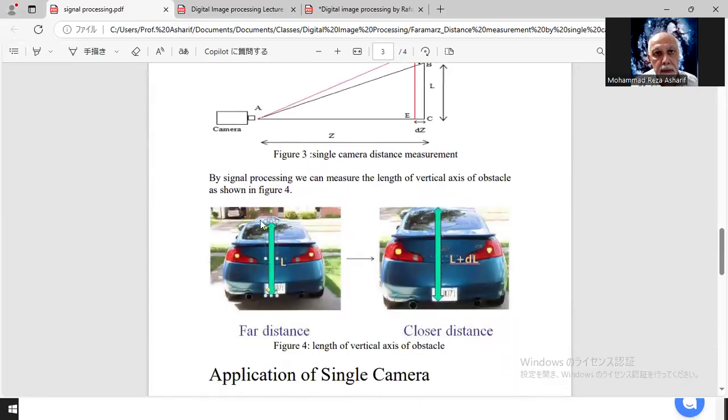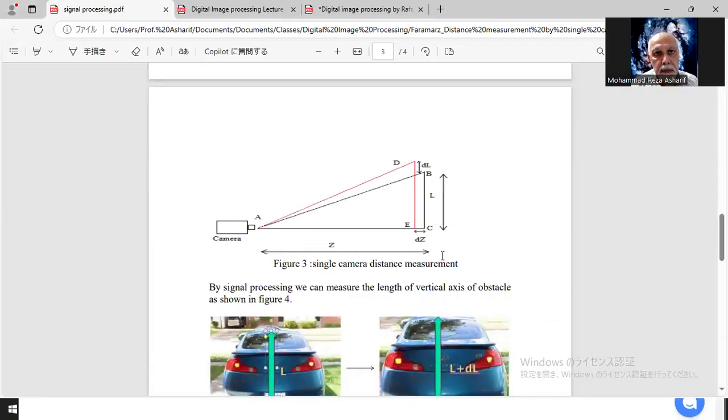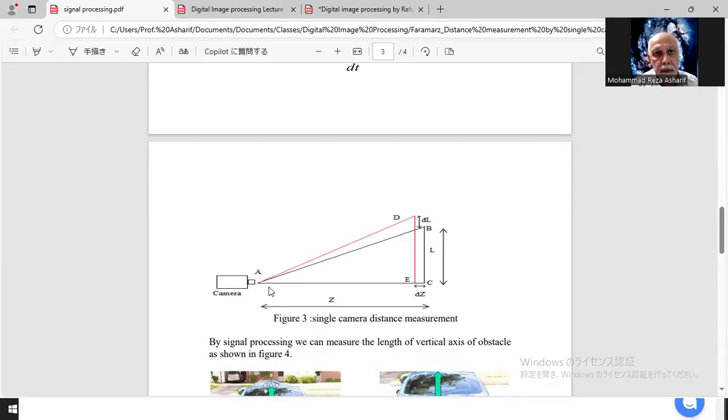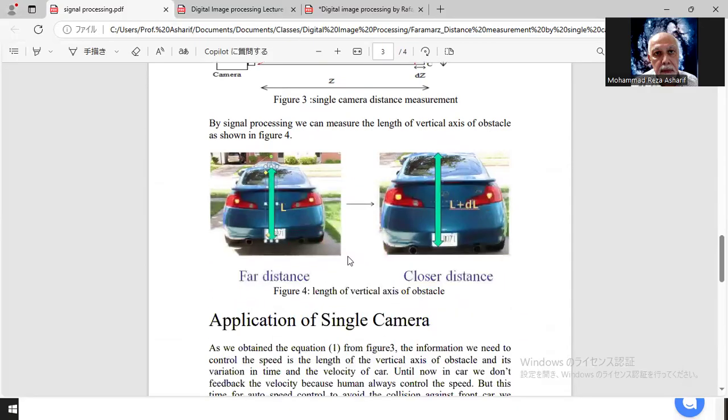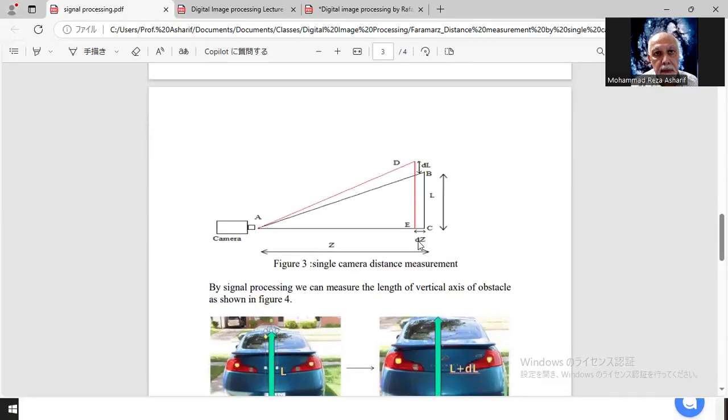Then if you have the length L here and L plus delta L, if you are nearer to the obstacle, then L is increased. As the camera moves toward the obstacle, the Z decreases by dZ and L increases by dL. So this is a single camera, and if we are getting near to the next car, then dZ is reducing the Z, but L, the length of two points on the front of the car or any obstacle, becomes larger by dL.